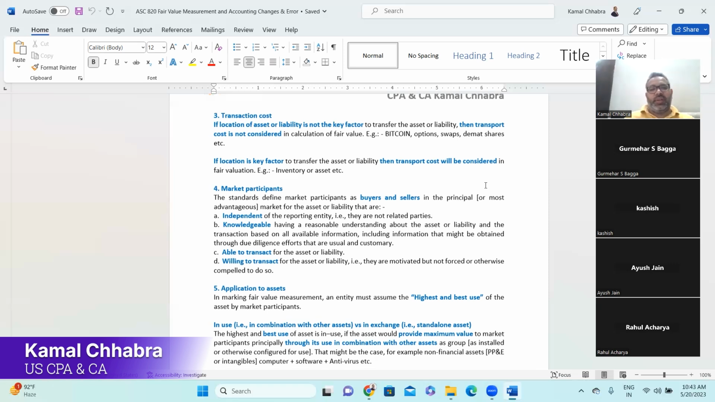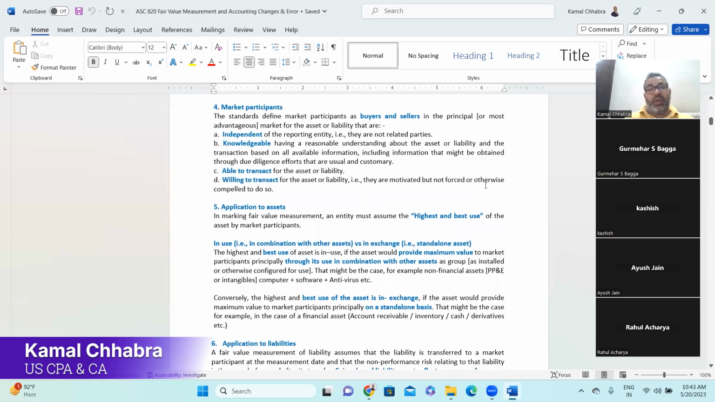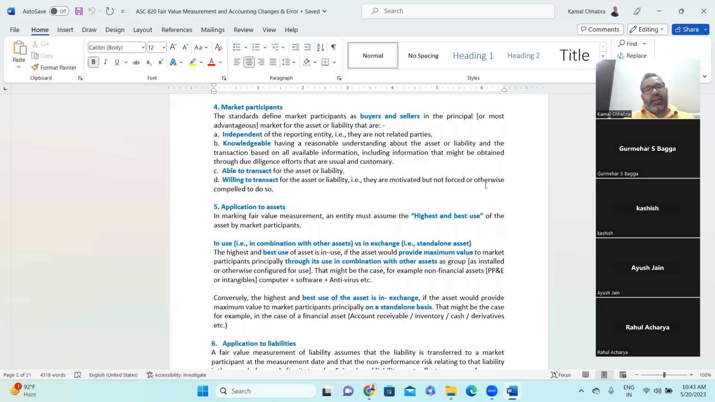Okay, so next one is, as of now, we are just understanding the definition. We have not yet gone to the main course. We have not yet gone to the accounting standard. Before getting into the accounting standard, we are trying to understand a few definitions, so that when those keywords come in the accounting standard codification, we should not feel confused. That's the whole objective. So, market participant.